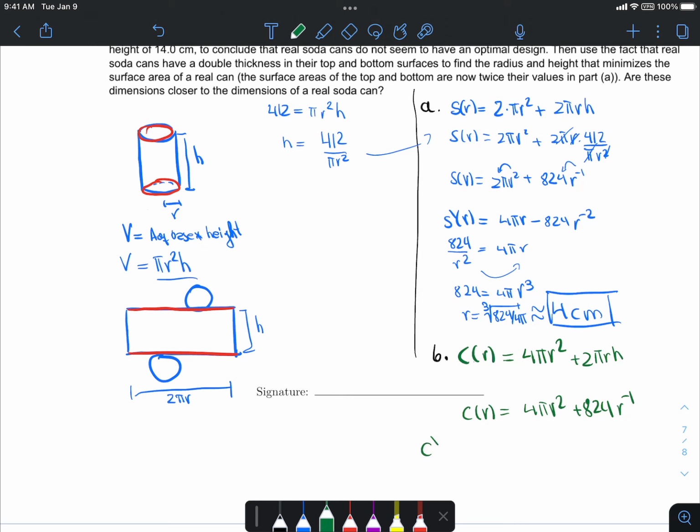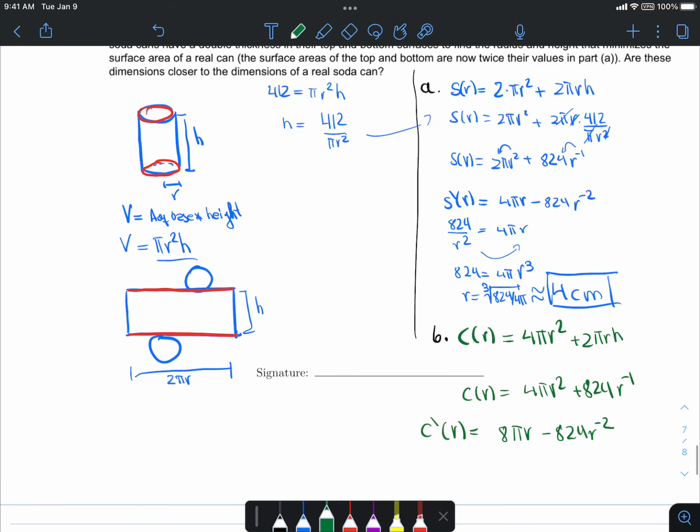So C prime will be the exact same thing we did here, except that now I have 8 pi r instead, minus 824 r to the minus 2. And when I make that equal 0, I'm solving an equation where instead of this 4 pi, I have an 8 pi. So r, in pretty much the same way, will be the cube root of 824 over 8 pi.